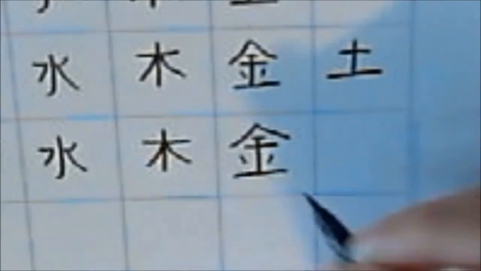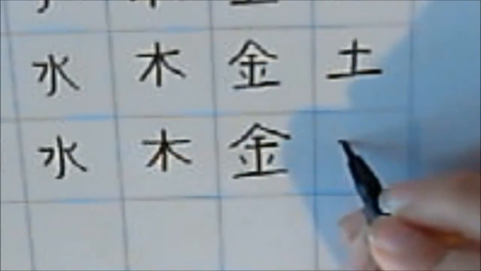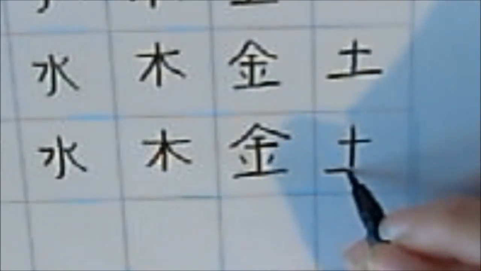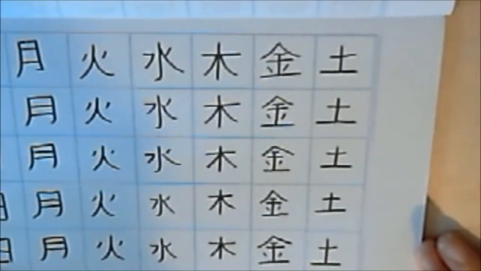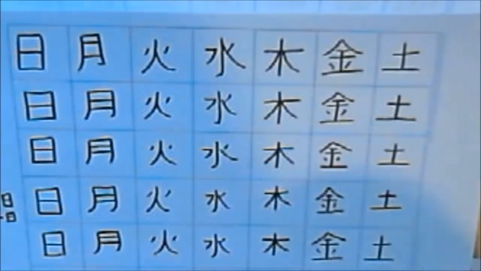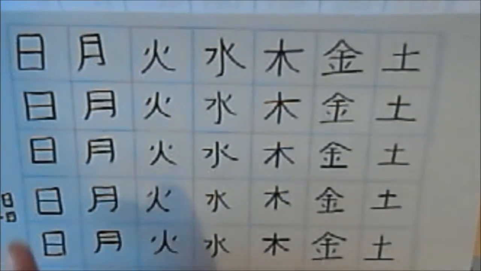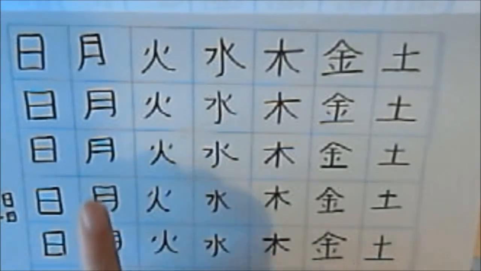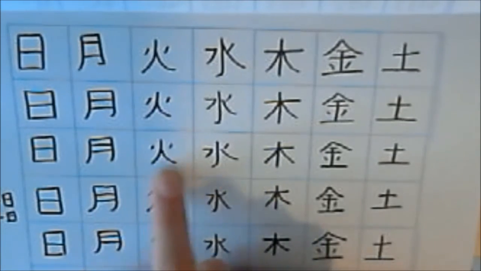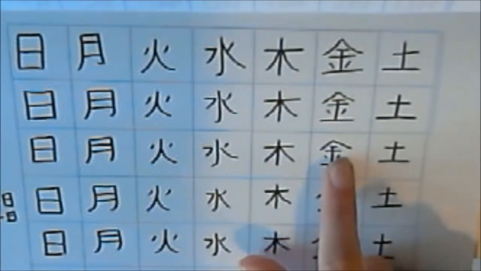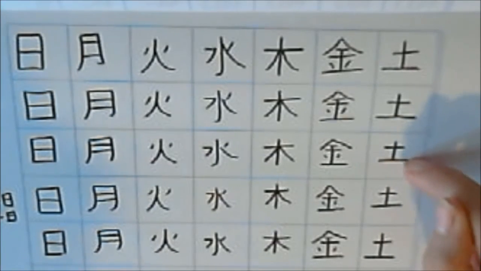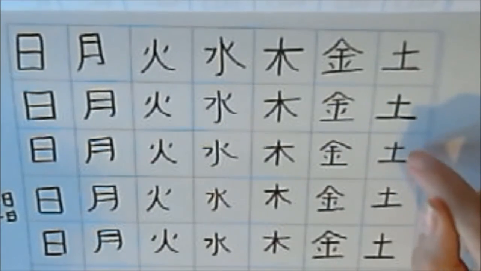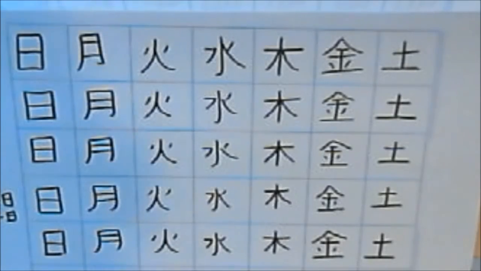Kin and do. Alright, and there you have it. This week's kanji. So you have sun or day, moon or month, fire, water, wood, gold, earth or dirt or soil. Probably dirt or soil would be better to remember this one with rather than earth.